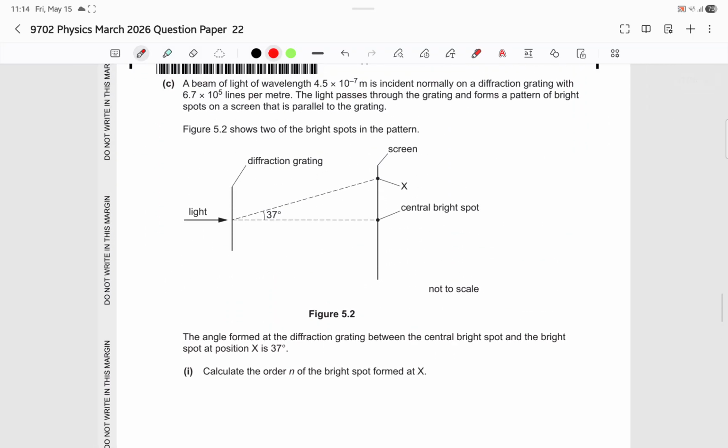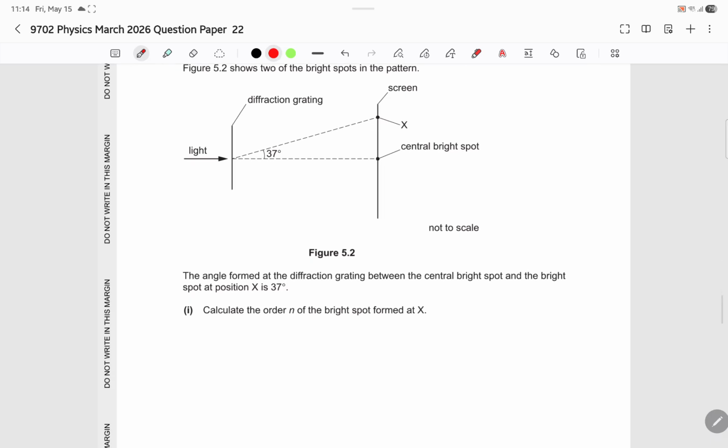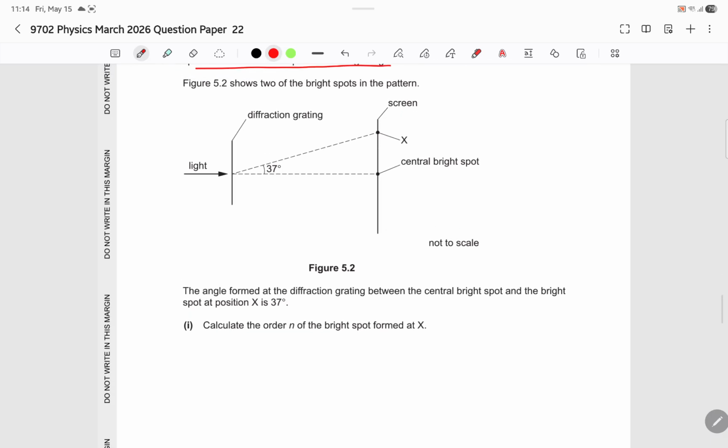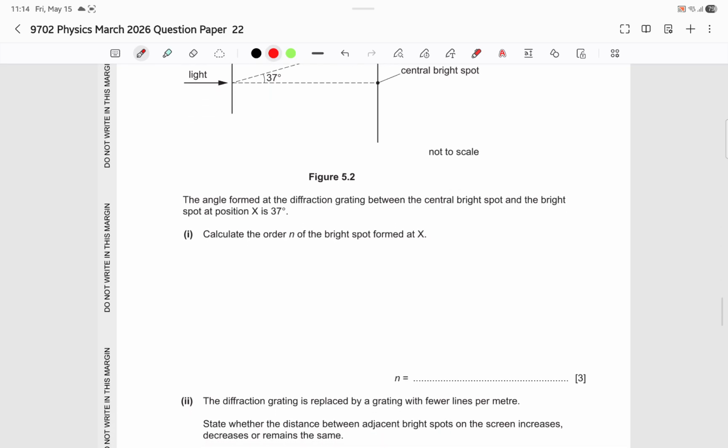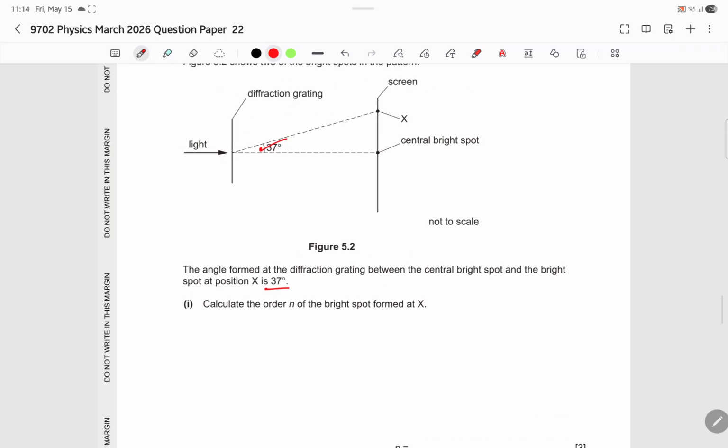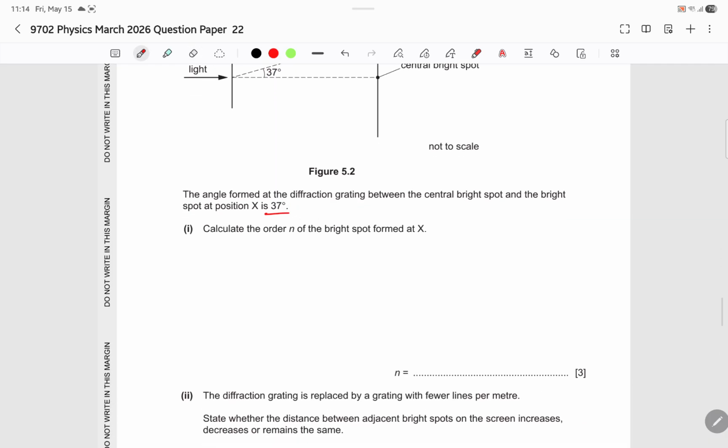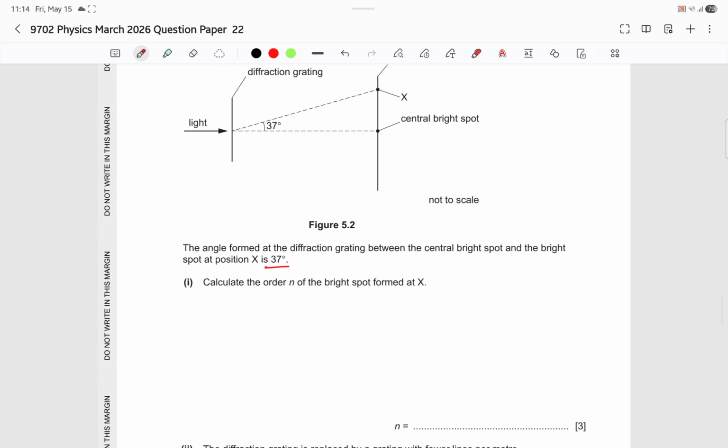Alright, now, a beam of light of wavelength 4.5 into 10 to the power minus 7 is incident normally on a diffraction grating with this many lines per meter. The light passes through the grating and forms a pattern of bright spots on the screen. Okay, so this is basically the Young's slit experiment. The angle formed at the diffraction grating between the central bright spot and the bright spot at X is 37, which is given here. Calculate the order n of the bright spot at X.